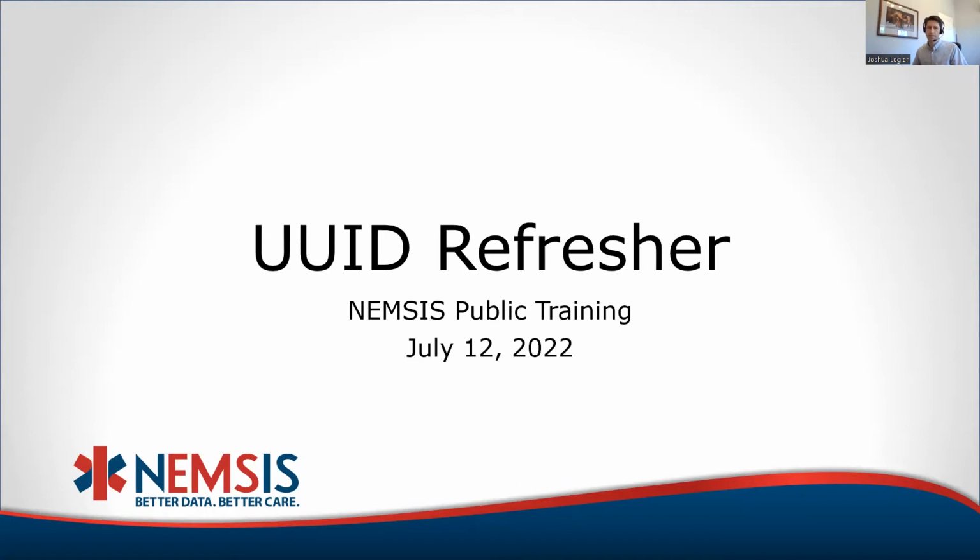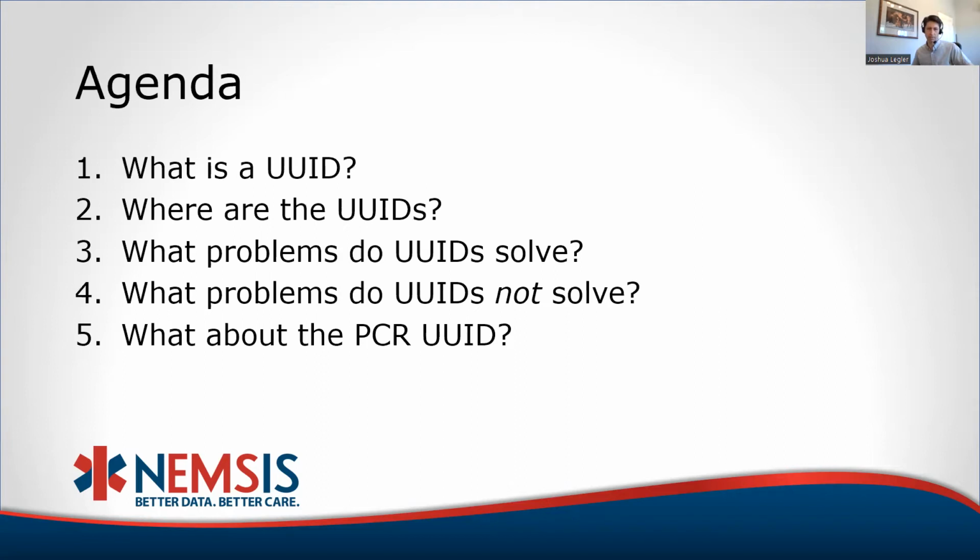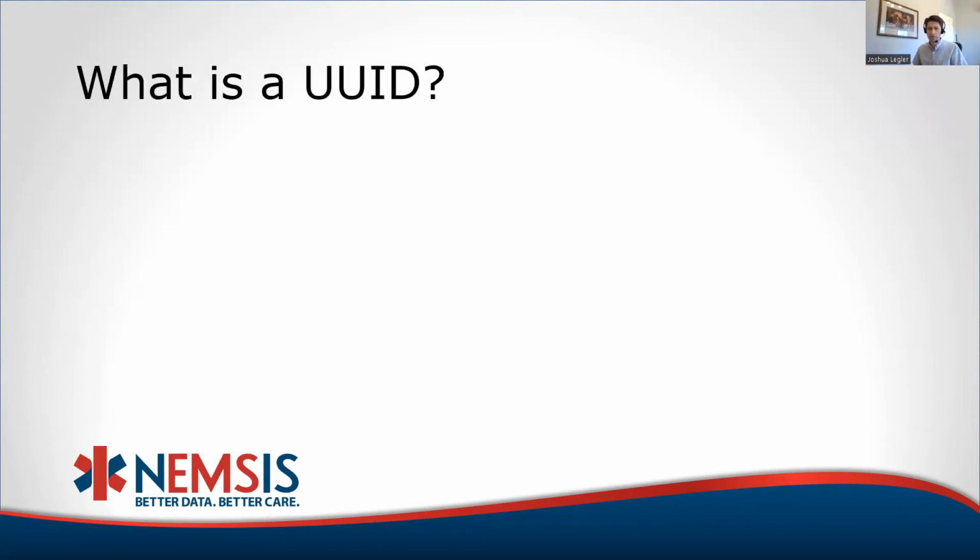Okay, so let's take a look at our agenda here. If I can get my clicks to work. First, we're going to say what is a UUID, a little bit of a refresher on that. Then, where are the UUIDs in the NEMSIS 3.5 standard? What problems do the UUIDs solve and what problems do they not solve? And finally, a little bit of a dive into the patient care report UUID. That's what we're looking at for today. So first, what is a UUID?